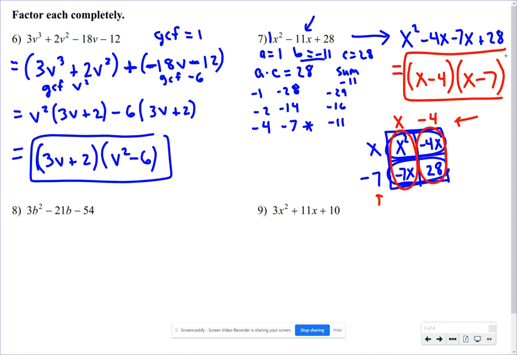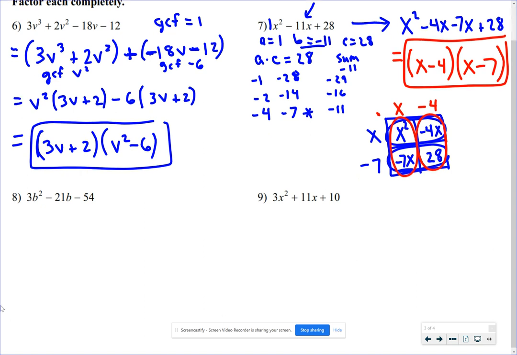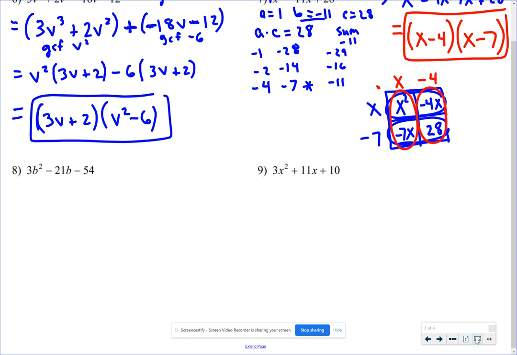And you can check your answer just with your box. X times x creates the x squared. Remember, this is a multiplication table. X times x is x squared. X times negative 7 is negative 7x. X times negative 4 is negative 4x. And negative 4 times negative 7 is positive 28. And we are done. And I'm going to switch back, I think.